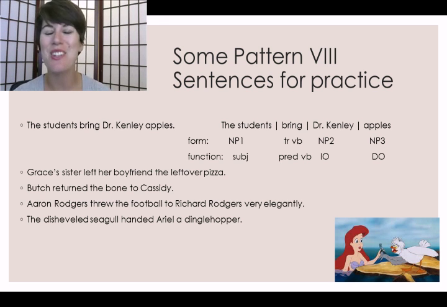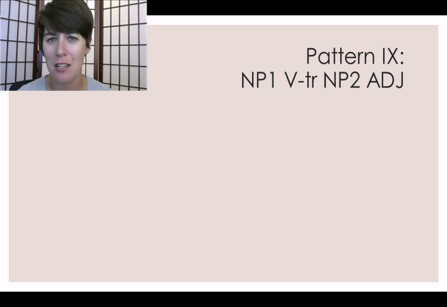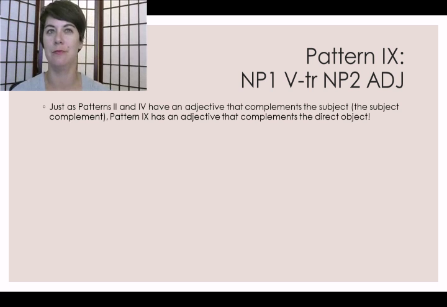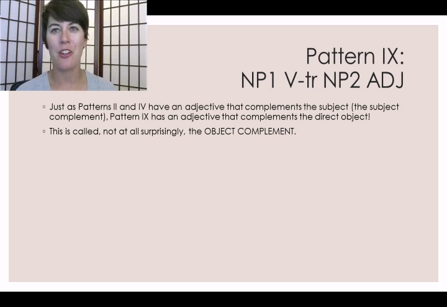Okay, let's move on to the last subset of patterns, patterns 9 and 10, starting with pattern 9. Pattern 9 is noun phrase 1, transitive verb, noun phrase 2, adjective. Remember that patterns 2 and 4 have an adjective that complements the subject, and we call it the subject complement. Well, pattern 9 has an adjective that complements something too, but the adjective here is complementing the direct object. And since it's complementing the object, it's very creatively named the object complement.